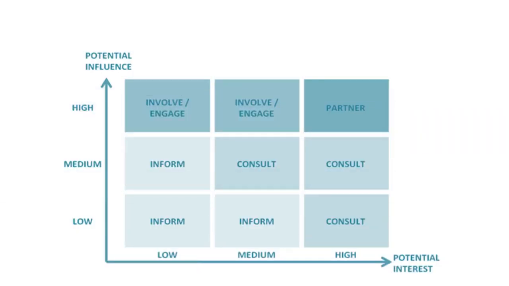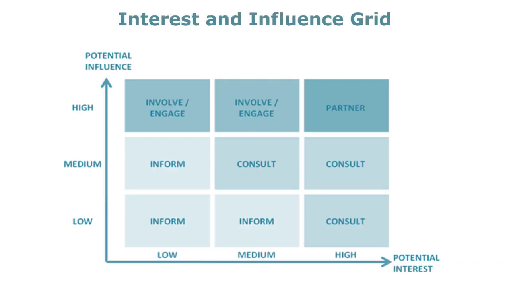The second step is to prioritise your stakeholders. To do this, we can use an interest and influence grid. This helps to classify the level of interest your different stakeholders have in the project. For example, your manager is likely to have high influence and high interest in your idea, whereas your family might have high interest, but they're unlikely to have any influence over your idea.